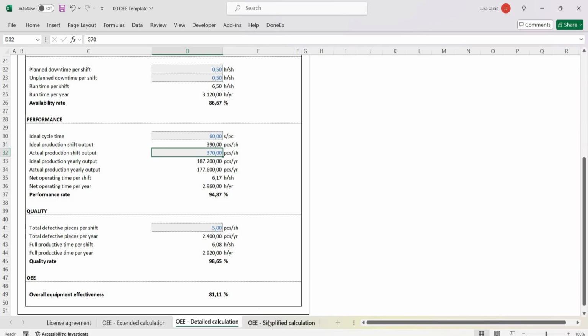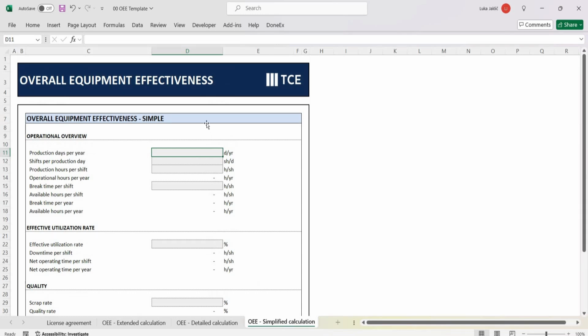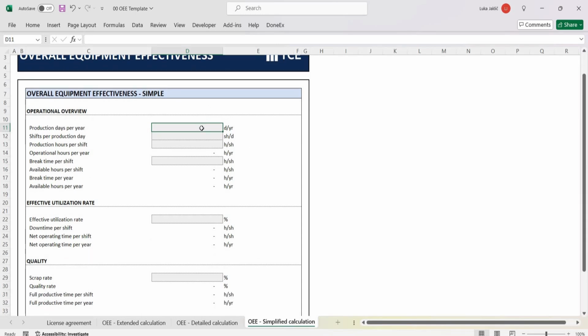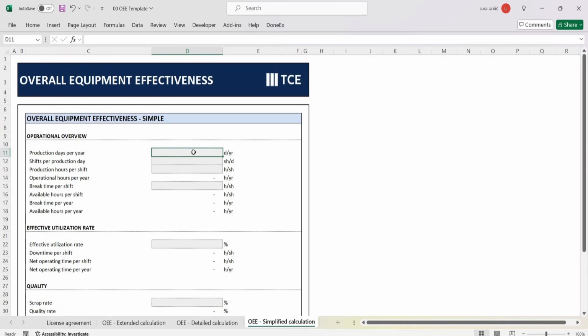Next, we are going to look at a simplified calculation for overall equipment effectiveness. In this approach, we combine availability and performance into a single factor called effective utilization rate. To start with the operational overview, the production facility operates 240 days per year, with 2 shifts per day, each lasting 8 hours. This totals 3,840 operational hours per year.